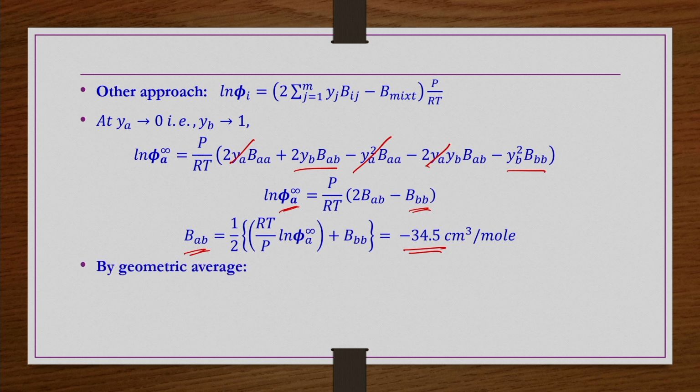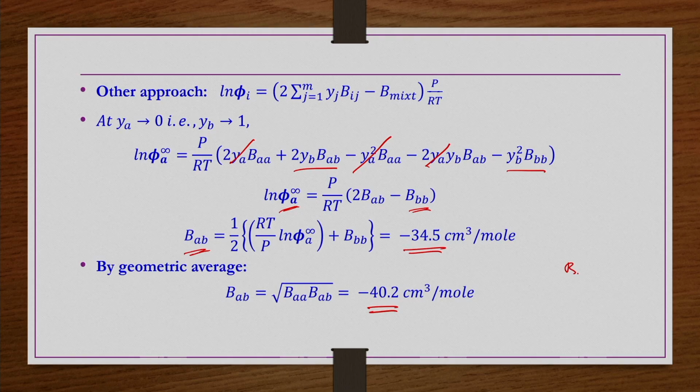Now we can see the geometric average here. In the worst case, if the values are not available, then you can take the geometric average. So, B_AB, if you take the square root of B_AA times B_BB, comes to minus 40.2 centimeter cube per mole. Now you can see here, in the previous case, what we have is approximately minus 32, which we got in the previous approach.